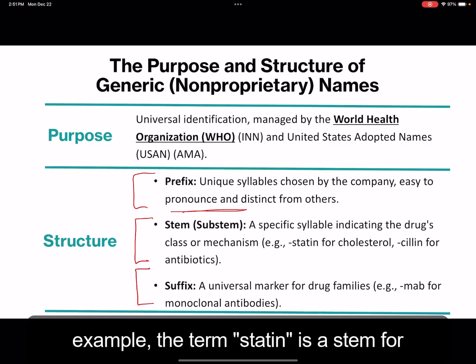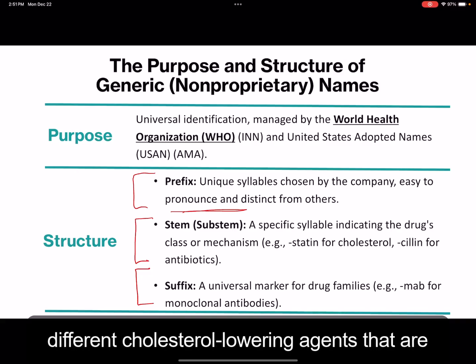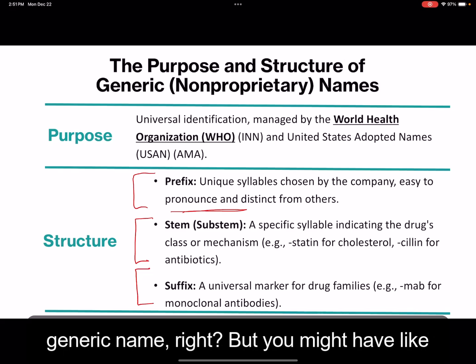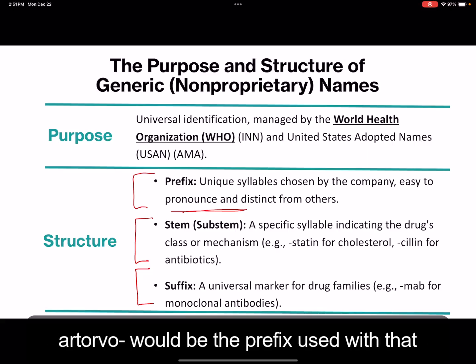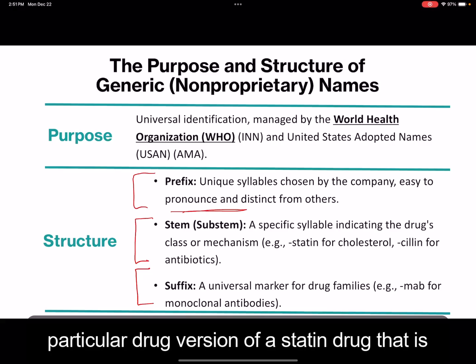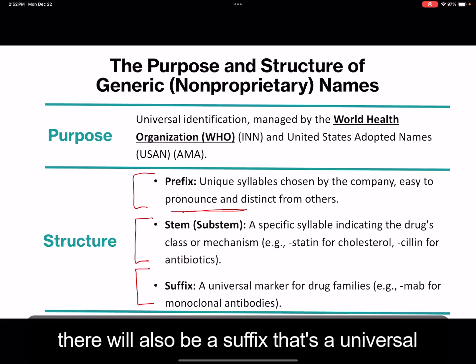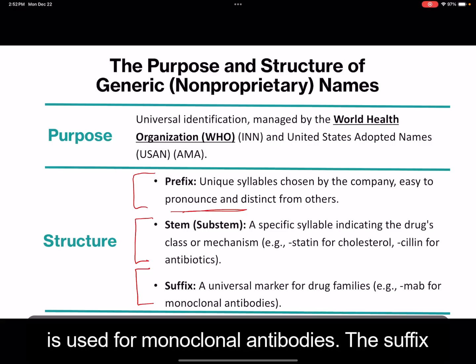For example, the term statin is a stem for cholesterol-lowering agents. So all of the different cholesterol-lowering agents that are approved on the market contain statin in their generic name, right? But you might have atorvastatin as one of those, right? The atorvo would be the prefix used with that particular version of a statin drug that is cholesterol lowering. And then oftentimes there will also be a suffix that's a universal marker for the drug family. For example, MAB is used for monoclonal antibodies.